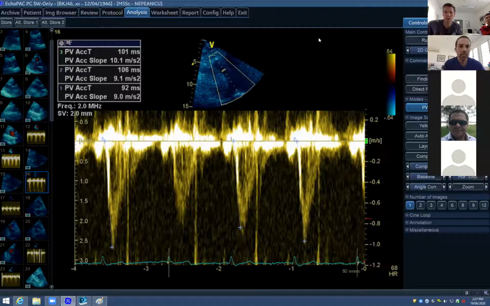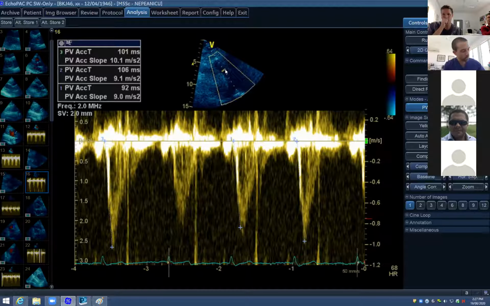So after we've done our RV inflow view, tilting down, looking at your right hip, you then tilt it up the other way, past the standard apical parasternal long axis view, and this is where we get our view here. So this would be the pulmonary valve coming down here. The pulmonary valve is just there, so we're sitting in the RVOT with pulsed wave Doppler. Beautiful. And what are we looking for?